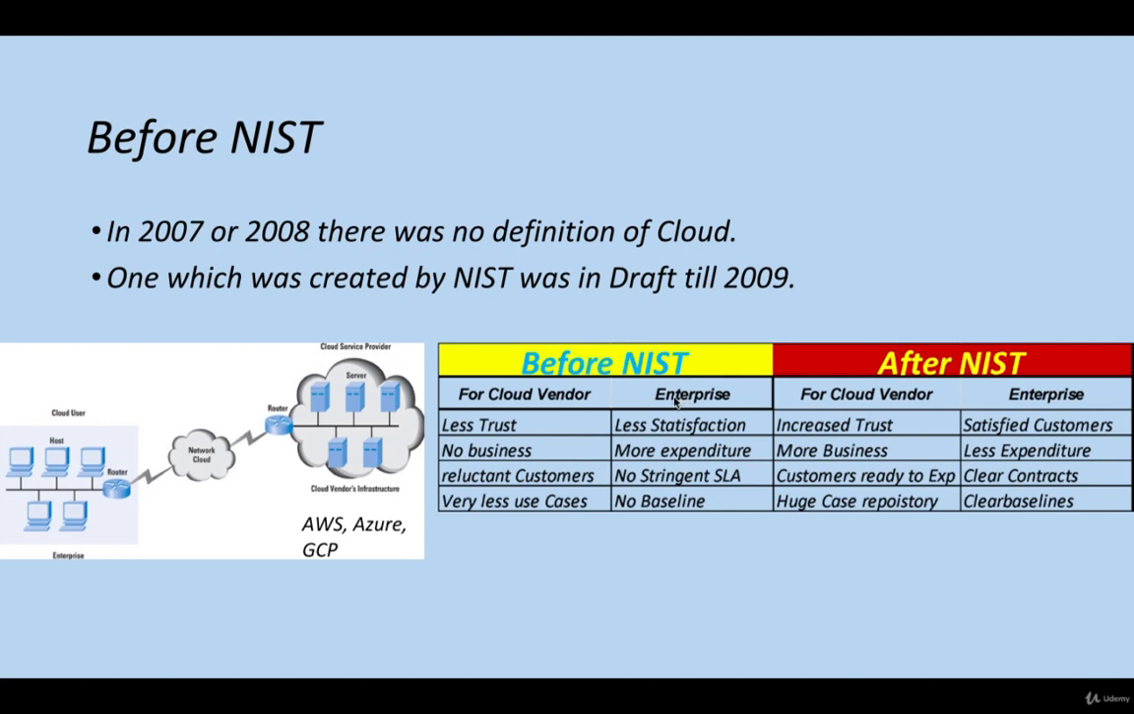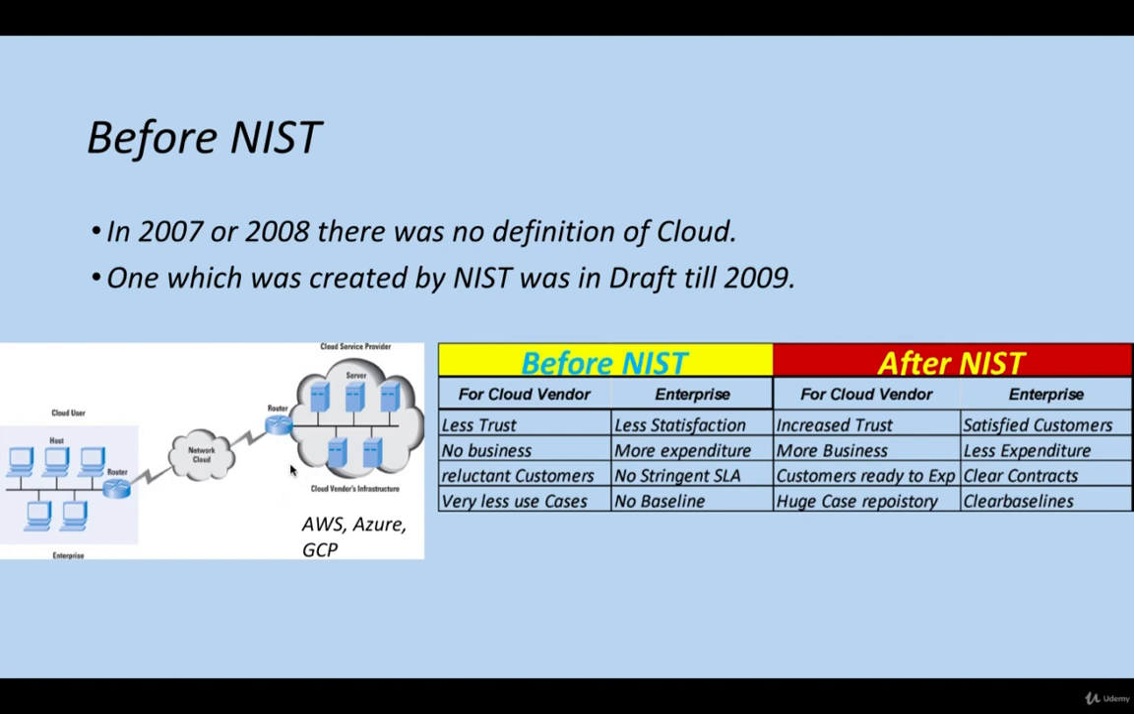Enterprises were not very satisfied because the contracts were not clear when they were trying to use cloud services. There was more expenditure, no clear guidelines, no stringent SLAs, variation in the contracts, and no baselines. So when NIST came into the picture and provided those baselines, those five characteristics, they provided actually five characteristics to make this bond better.